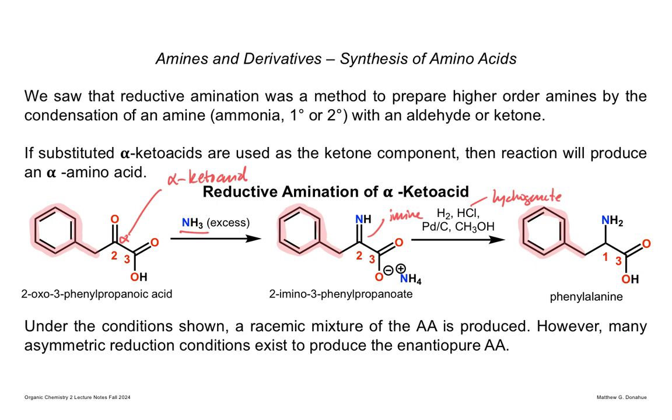So as a note here on the bottom, you could do this reduction in an asymmetric fashion, where instead of getting the racemic product, you could selectively get R or S. So this would be a way to make unnatural amino acids.